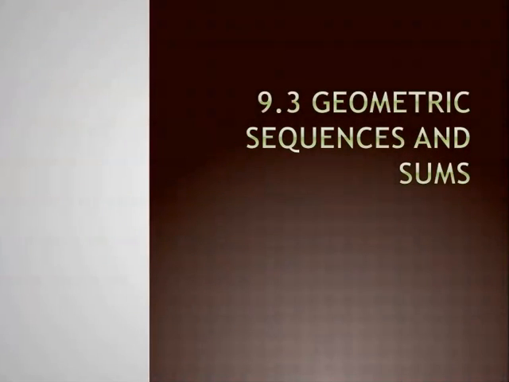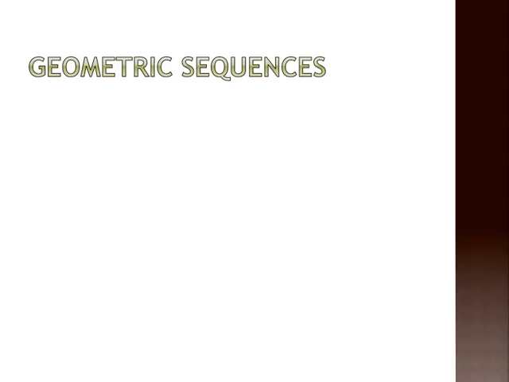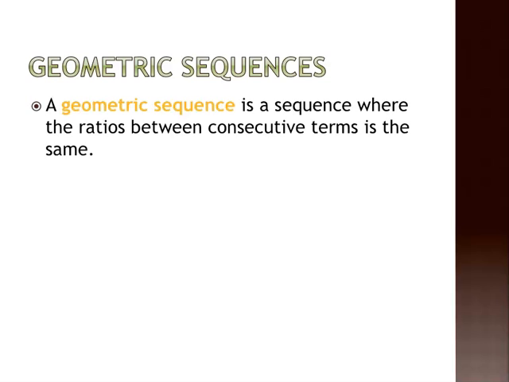Alright, so last time we talked about arithmetic sequences and how to find the sum of an arithmetic sequence. Today we're going to continue our discussion on sequences and sums by talking about what we call geometric sequences. So what is a geometric sequence? A geometric sequence is a sequence where the ratios between consecutive terms is the same. So with arithmetic sequences, it was the difference between consecutive terms that was the same. But with geometric sequences, it's a ratio that's the same.